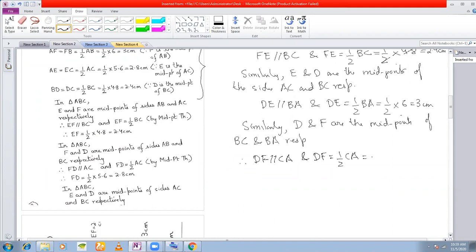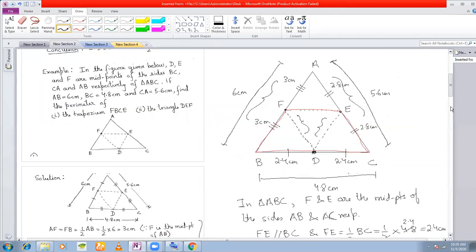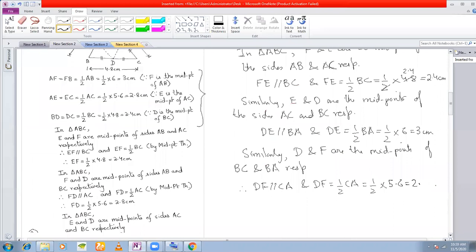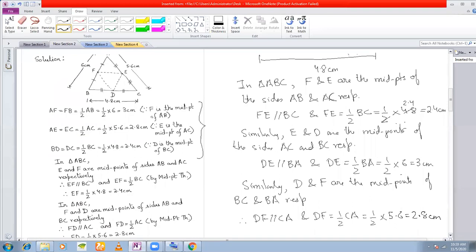And what is the length of CA given here? 5.6, so half of it is 2.8 centimeters, right? So all this you will give your reason also, by midpoint theorem, as I have given here. If you see the statements there and at the side in the note, you will find this. You always have to write by midpoint theorem.